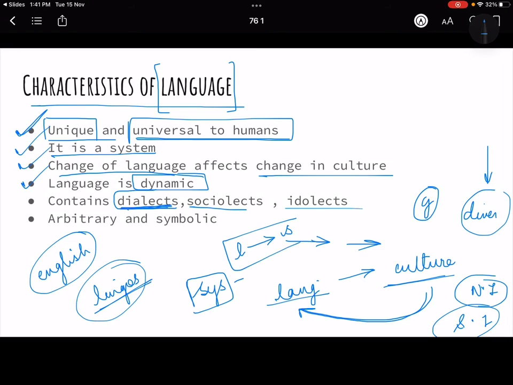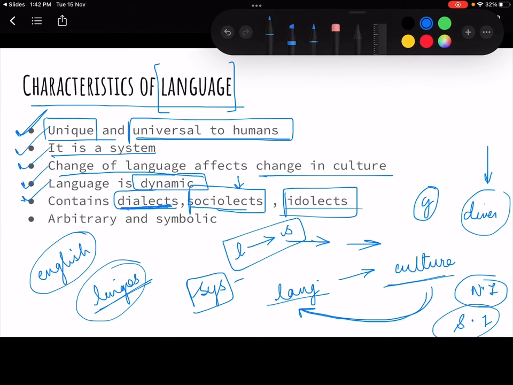Now this is the part, sociolects or social context of language. This is precisely the topic for today, so I'm not going deep into it here. We'll study this in next slides. And idiolects is your own pitch, tone, usage of words, that would be idiolects. So language has these components.